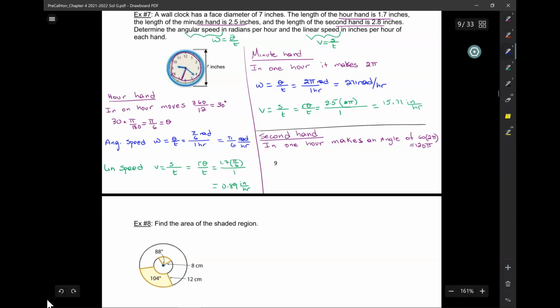So then omega is theta over t, it's 120 pi over 1, radian per hour. And then remember we said v was r theta over t? Well, the r here is 2.8 times 120 pi over 1 hour. That is a speed of 1055.58 inches per hour.